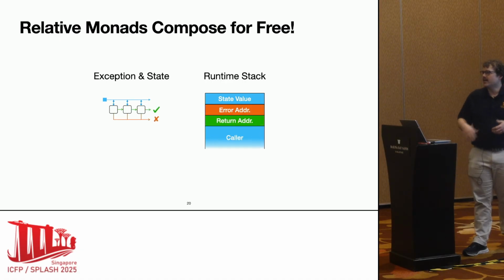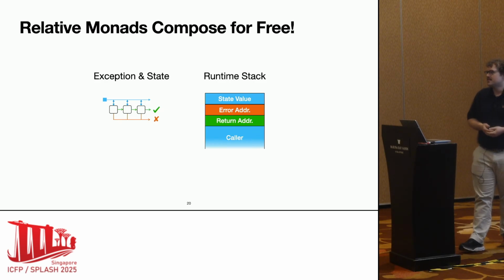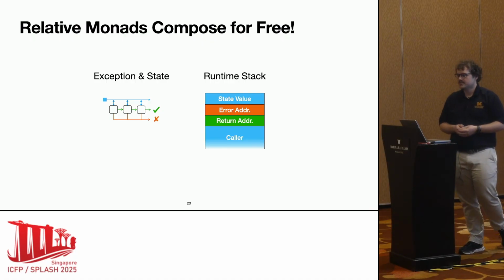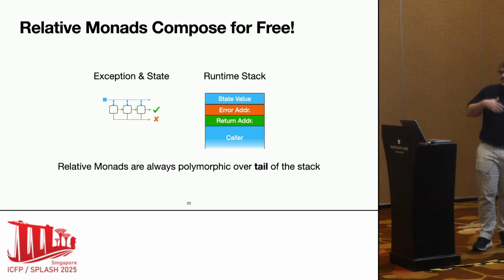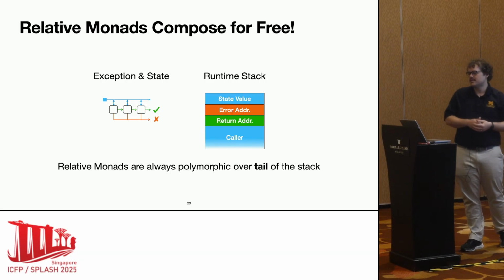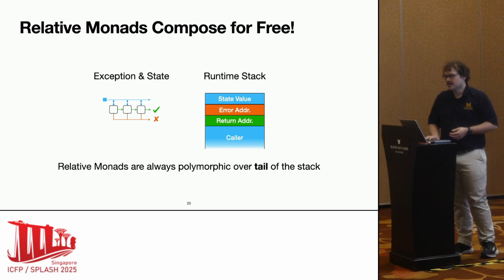Okay? So if that caller happened to be an exception monad, we would get for totally free a combination of state and exception effects. Okay? So relative monads, in a sense, are always polymorphic over this tail of the stack, and that's why we get this compositionality for free intuitively.